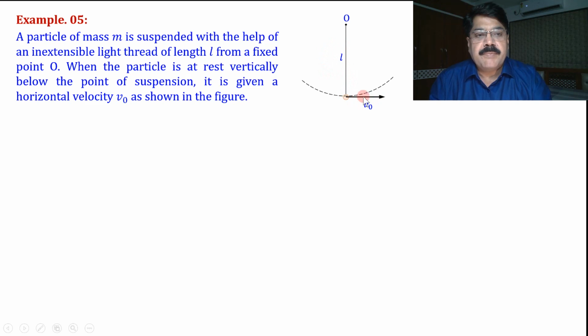If this velocity is given, depending on the magnitude of the velocity, several conditions may happen. If the velocity is very small, this particle will oscillate.